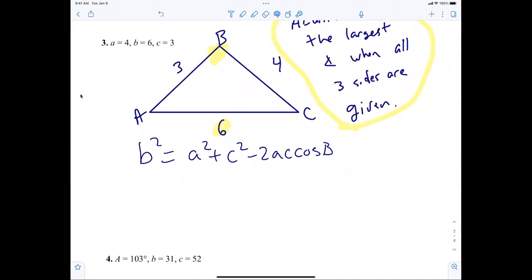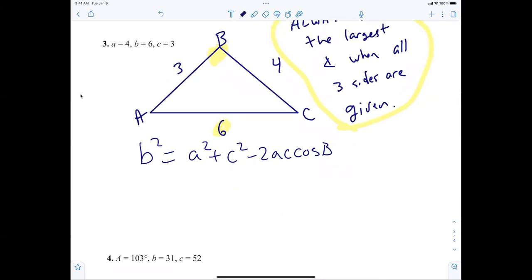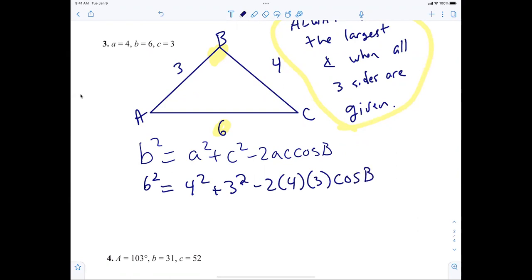But here we go. Everybody write down 6 squared equals 4 squared plus 3 squared minus 2 times 4 times 3 cosine what? After the cosine comes the angle, right? We don't know the angle, so it's cosine B.